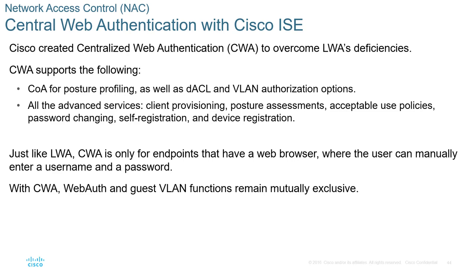With CWA and WebAuth, guest VLAN functions will remain mutually exclusive. So how do we do this? How do we set it up?